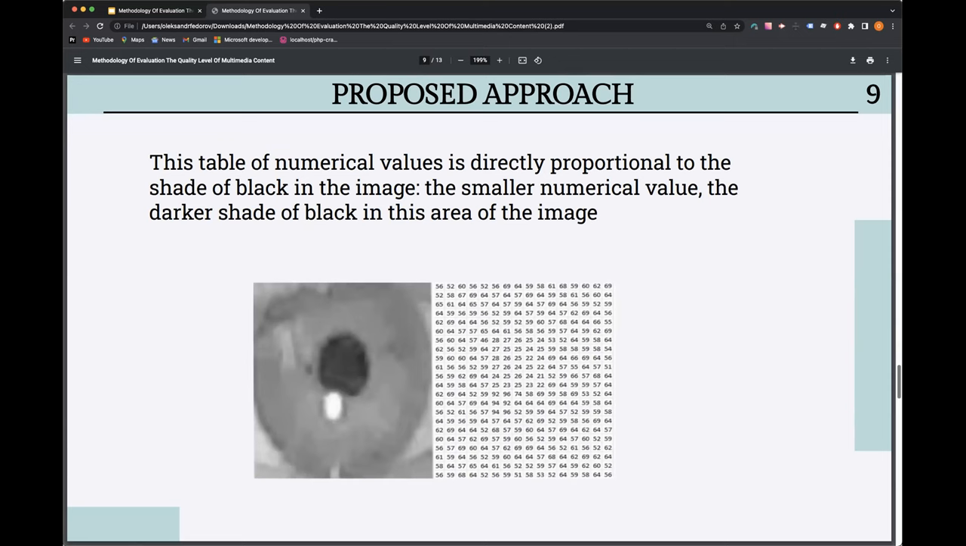By getting a grayscale image of the moment from a video, the next step is to convert it to a multi-level array where each pixel corresponds to its value in the array, on the basis of which the evaluation of the shade of black by its illumination is carried out. This table is numerically valued, directly proportional to the shade of black in the image. The smaller the numerical value, the darker the shade of black in that area of the image. The pupil of the eye is black, respectively, and the smaller numerical value is displayed in the table.